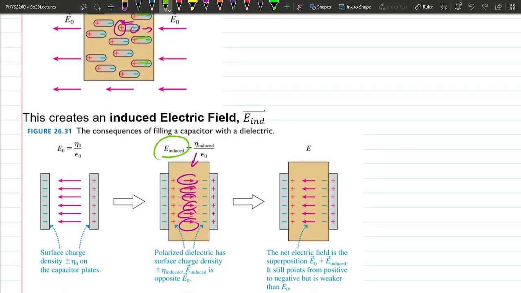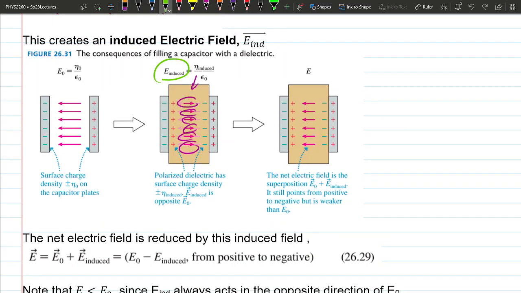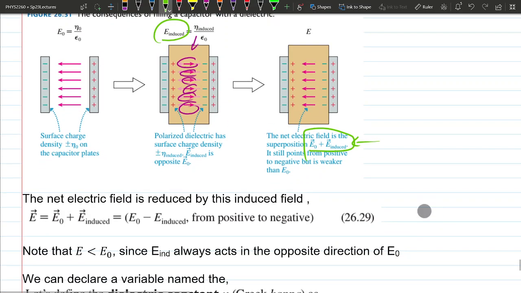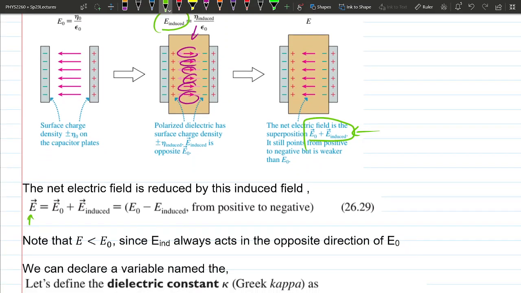This is known as an induced electric field, and therefore the net electric field between the two plates actually gets reduced. So this is the actual real electric field. This is the external one. This is the one that's induced by the polarized material. And we call this polarized material a dielectric. That's just the name of it.